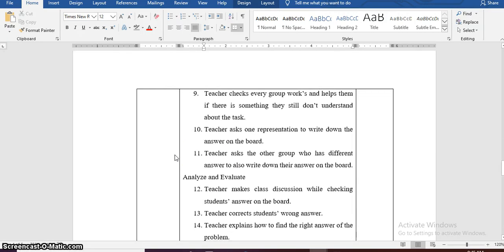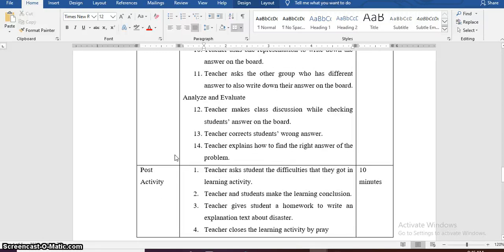After that, we move to the next step, analyze and evaluate. In this step, the teacher leads a class discussion while checking students' answers on the board. Then the teacher corrects students' wrong answers and explains how to find the right answer to the problem. So that is the main activity. The next one is the post-activity.